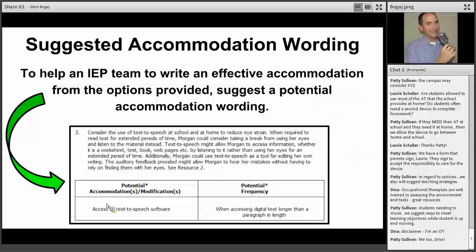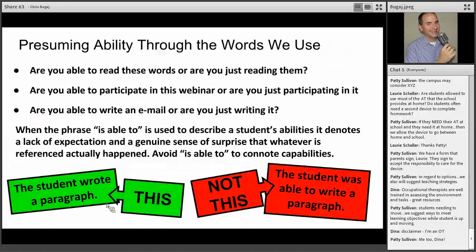When you're doing the active documenting, and if they are going to be considering these items, these options, as accommodations, maybe give them some words to use as accommodations. Well, here's one way you might write it as an accommodation. Just some potential accommodation wording, right?